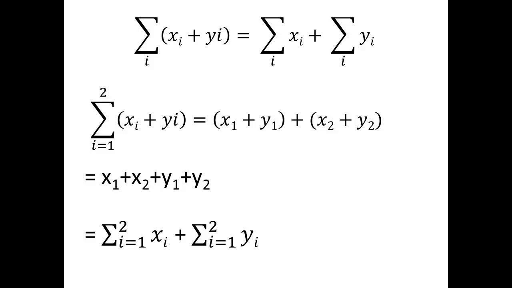Sigma xi plus yi is also the same as saying sigma xi plus sigma yi. If we expand sigma xi plus yi from 1 to 2, we can see this quite easily. The expansion becomes x1 plus x2 plus y1 plus y2.